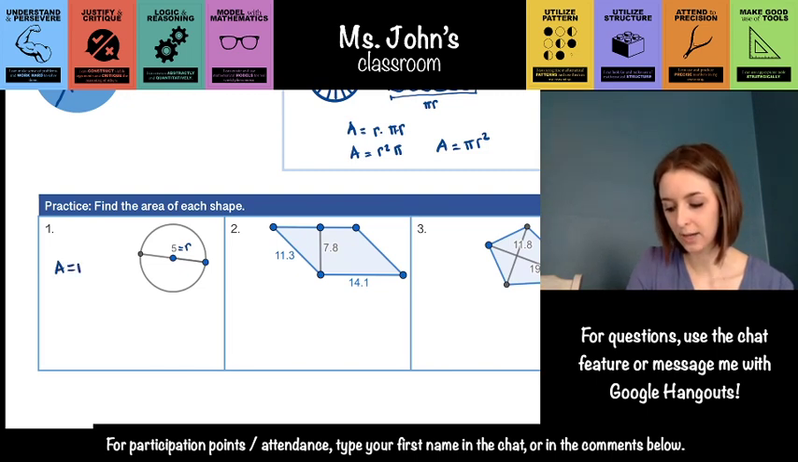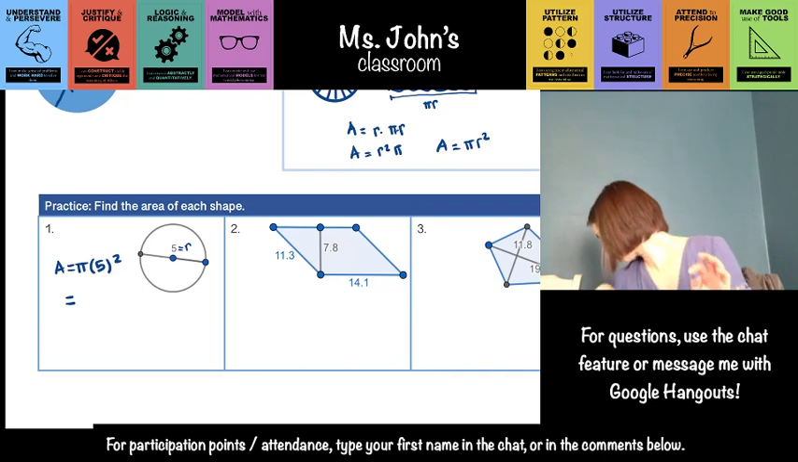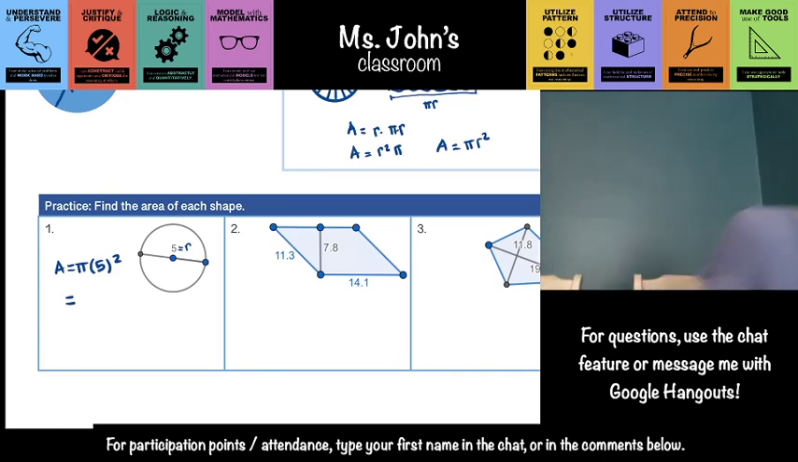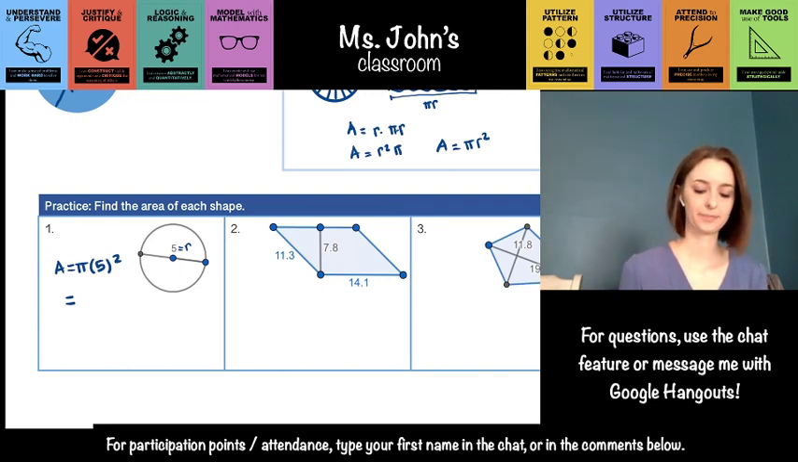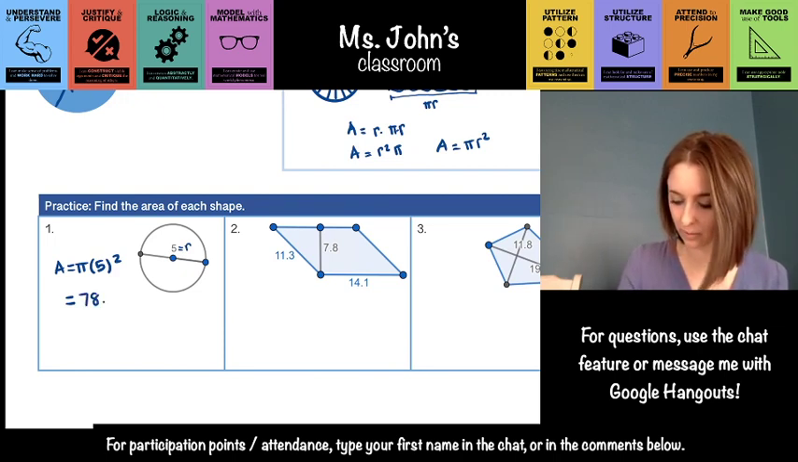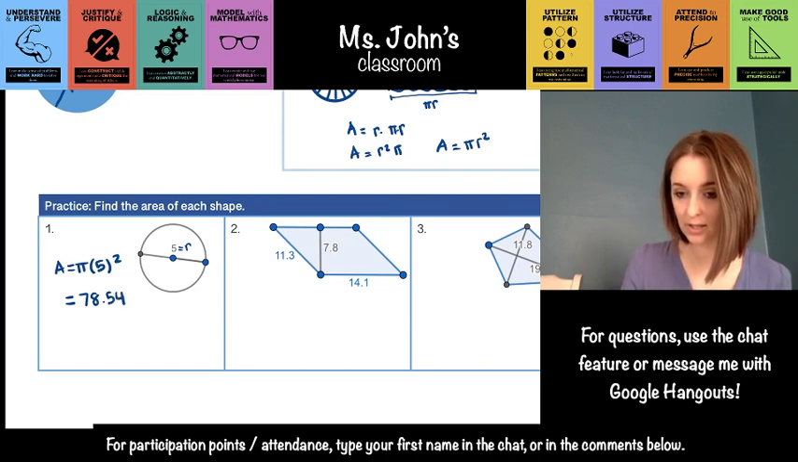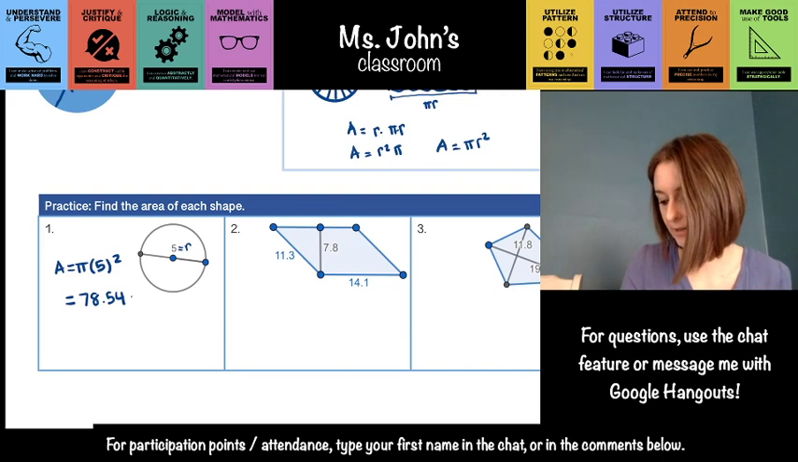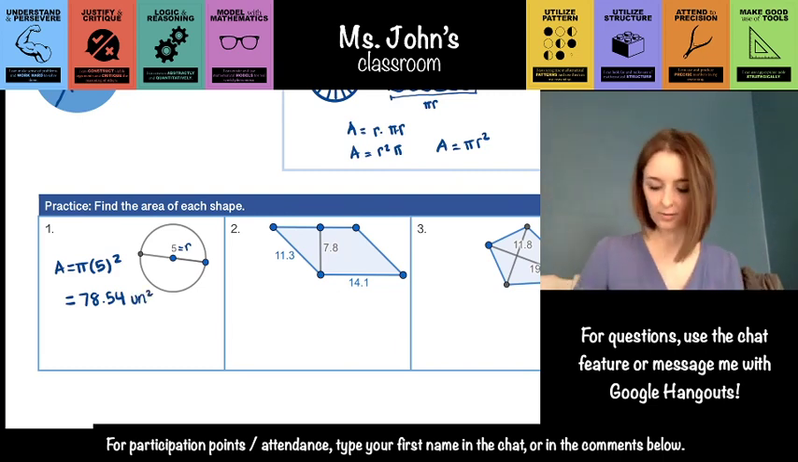So the area is pi times 5 squared because it's pi times the radius squared. So, calculator. Oh, I lost my calculator. I'll be right back. Here it is. Okay. So pi times 5 to the second power is 78.54. If that's wrong, please tell me. It doesn't give us units, so it's just units squared. That's the area of that circle.